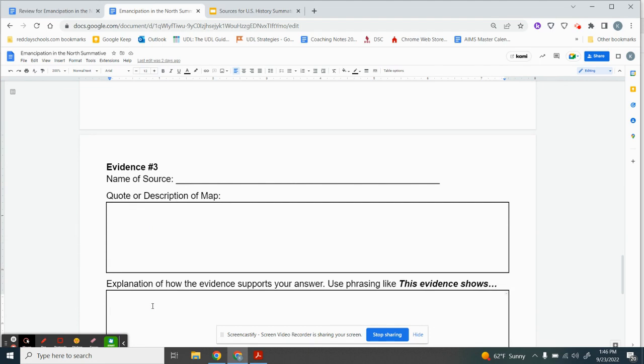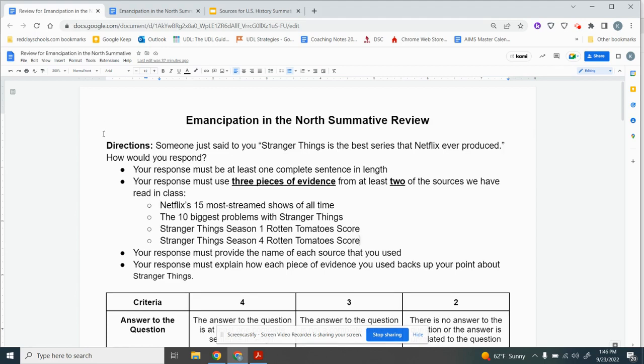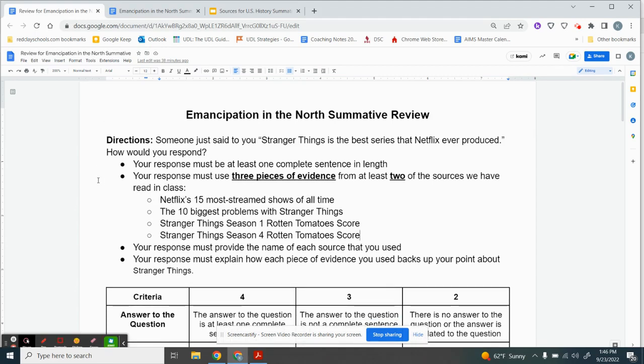So to help illustrate this point, we are going to look at basically the exact same thing, except instead of looking at Emancipation in the North, we are now concerned with whether or not Stranger Things is the best series on Netflix. So for the next few examples, we are going to pretend that someone just said to you, Stranger Things is the best series that Netflix ever produced, and we're going to see how you respond to that.